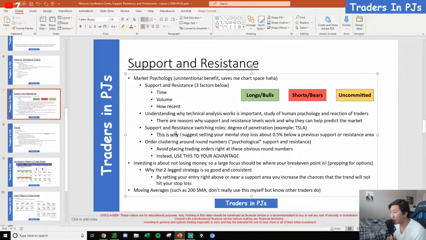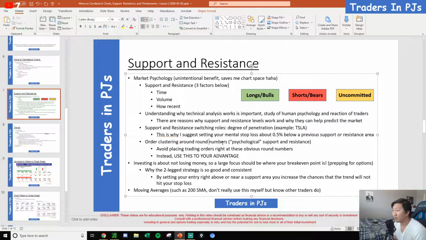Next thing, support and resistance. Why I set my mental stop loss 0.5% below support or resistance: order clustering around round numbers. Humans, to a degree, like simplicity, and so round numbers create psychological support and resistance, like 700. They're usually in factors of 10, 25, 50, 100, sometimes even 1,000, depending on the stock price.